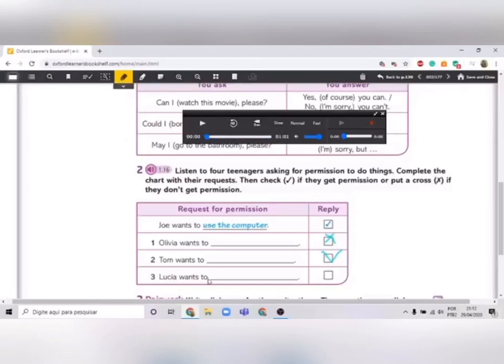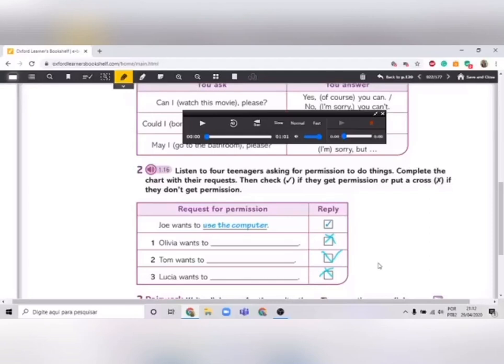So Lucia wants to borrow Hugo's bike. But Hugo will use his bike. So the answer is negative. Okay? I will repeat. Number 1. Olivia wants to go bowling. The answer is negative. Number 2. Tom wants to use the phone. The answer is affirmative. Number 3. Lucia wants to borrow Hugo's bike. The answer is negative.